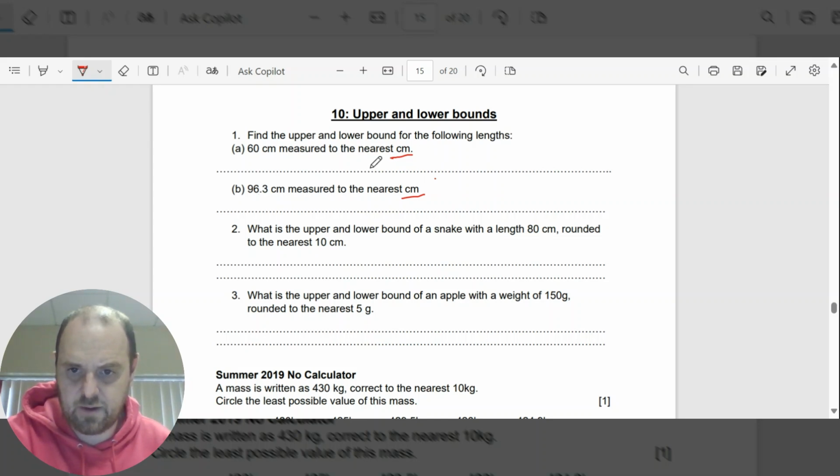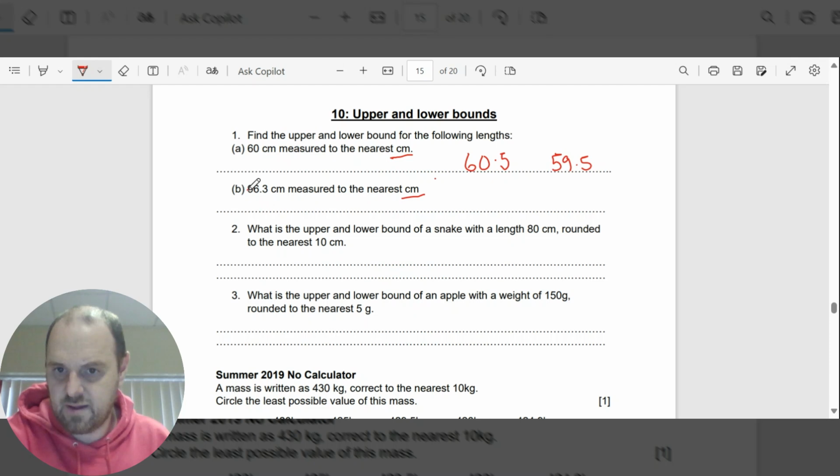That's complete nonsense. I'm so sorry. So the upper bound would be 60.5, and the lower bound here would be 59.5. That is nonsense. That should be 96.3. Change that, guys, in your booklets if you've got them next to you, and change it to 97.